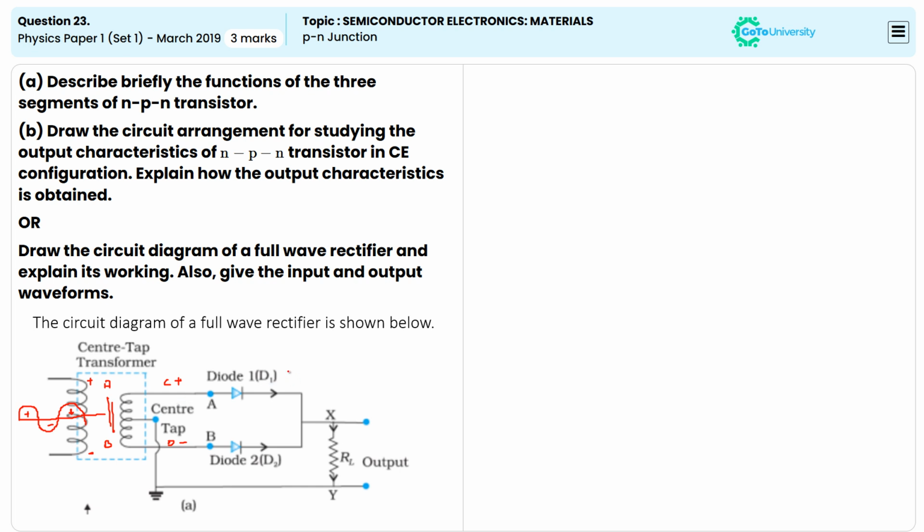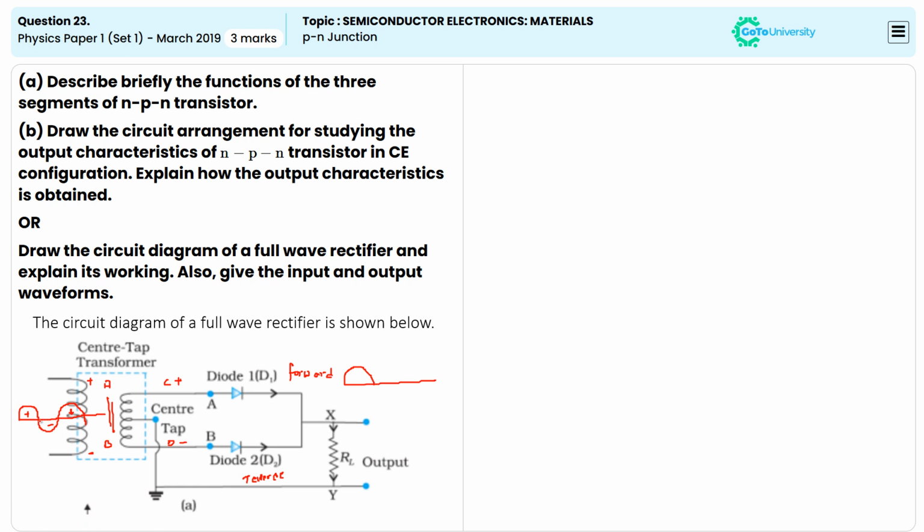Diode 1 is in forward bias and diode 2 is in reverse bias. Then it produces the signal in this format.